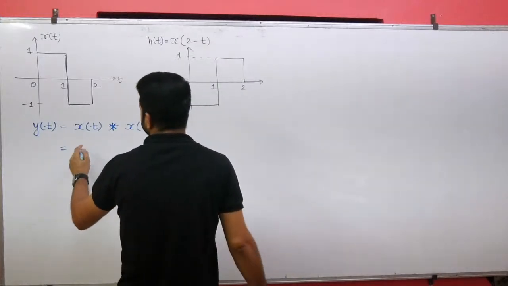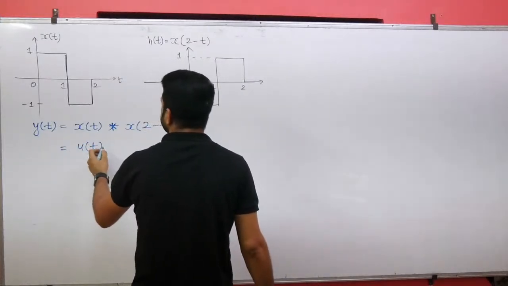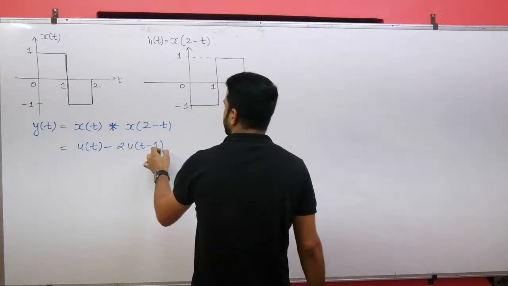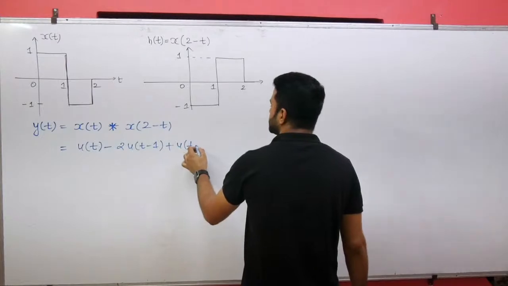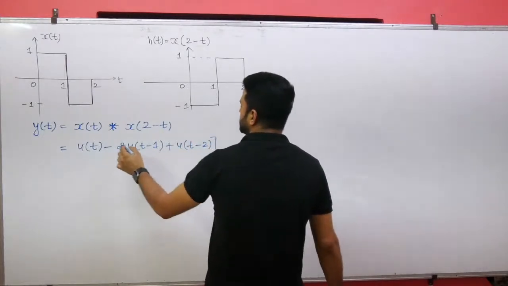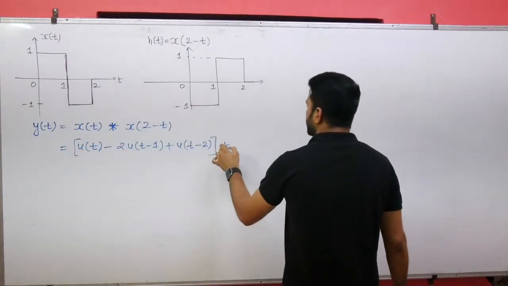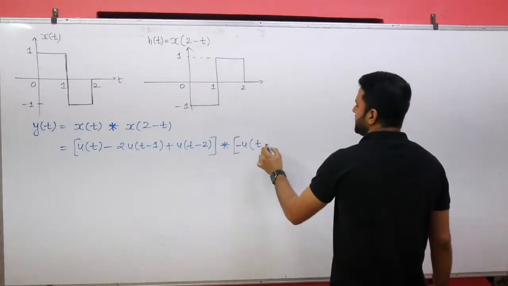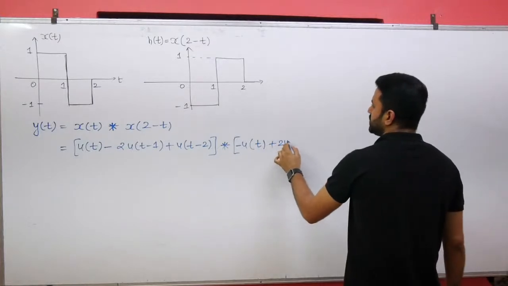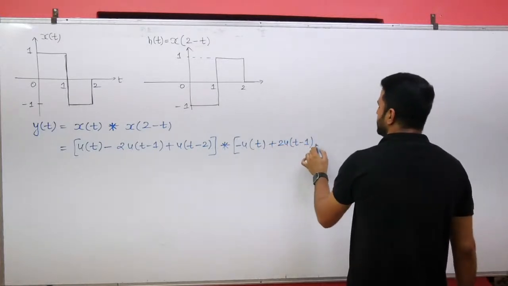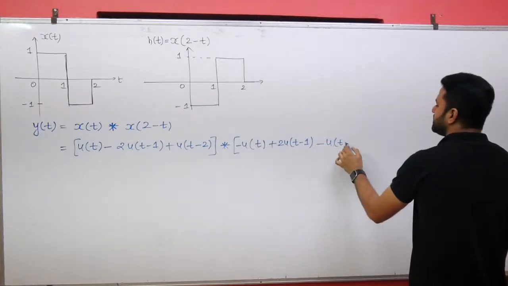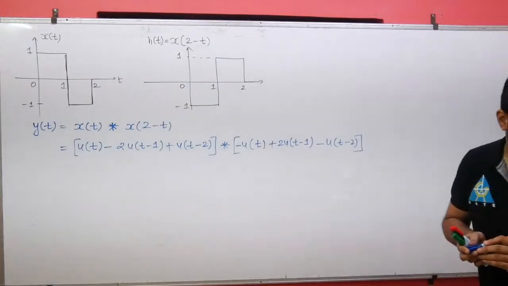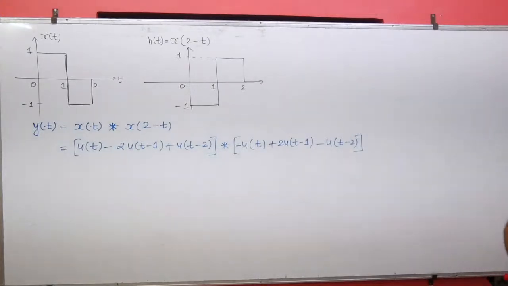Okay, so let's write it in terms of unit step signal. This is u(t) minus 2u(t-1) plus u(t-2). Okay, so it should be convolved with -u(t) plus 2u(t-1) minus u(t-2). Yes, exactly. Okay, so yes, Manish.